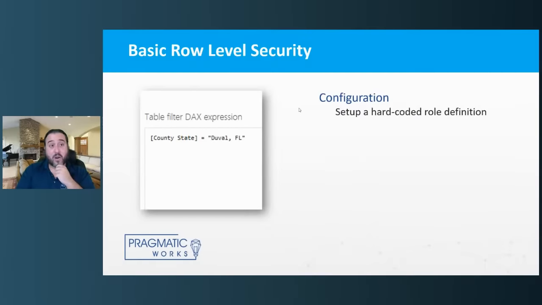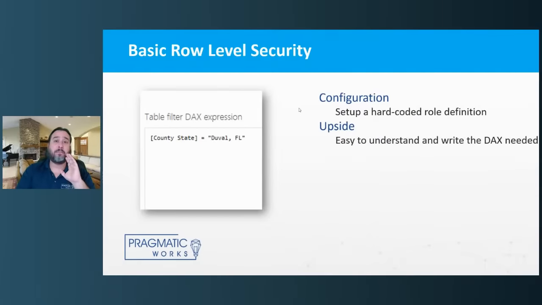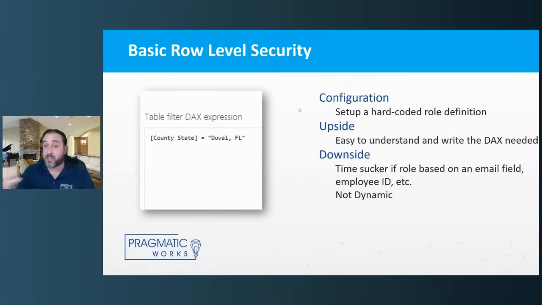So as far as basic RLS goes, very straightforward. When we talk about basic, we're talking about static or hard coding this information. So literally a role that, let's say we call this role Duval County, because this is saying, I want this role that I create to filter down this table to only show records for Duval County. What this does is it leverages the model you've designed, the interactive filtering that exists via the relationships. Whatever table you choose, it's going to filter it down to just those items and objects.